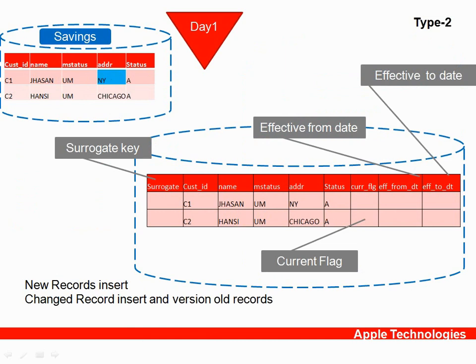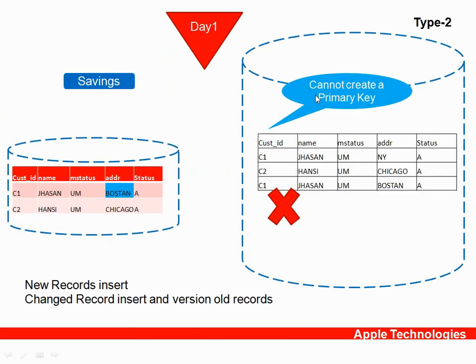So previously in type 1, whatever table I have on the right side, I have only these columns. I don't have anything else. And I didn't have any problem, because new record inserting, changed record updating. But now when I am loading data in a type 2 style, new record insert, changed also I am inserting, because see C1 changed address from New York to Boston. So you will have two records for the same customer. C1 previously was staying in New York and now currently staying in Boston.